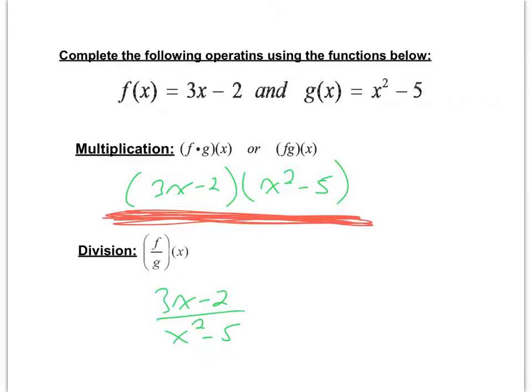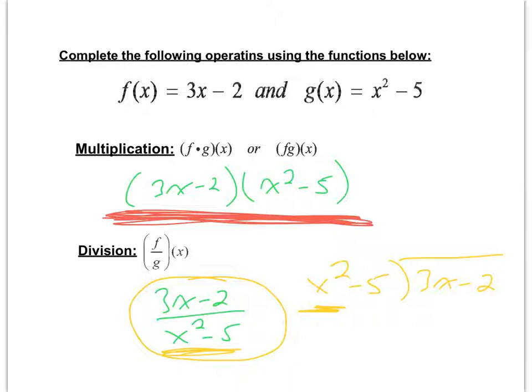And this guy down here, this actually is written fine. It's a fraction in simplest form, because if I tried to divide this, I would divide x squared minus 5 into 3x minus 2, and I can't do that because my divisor, my denominator, is already a higher degree than my numerator. So f divided by g of x is just 3x minus 2 divided by x squared minus 5.